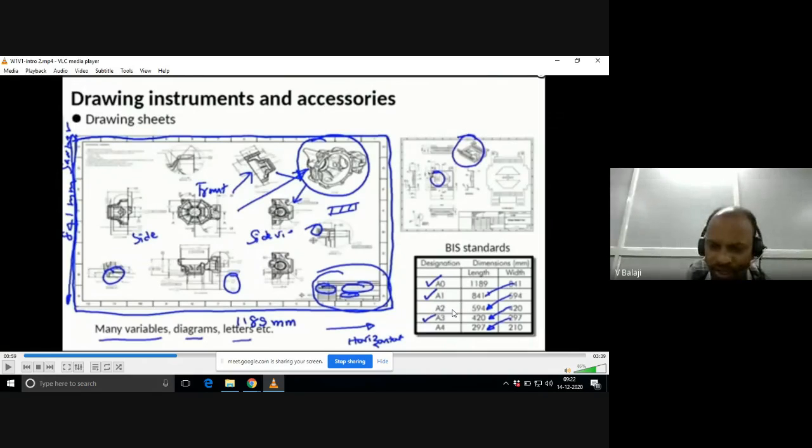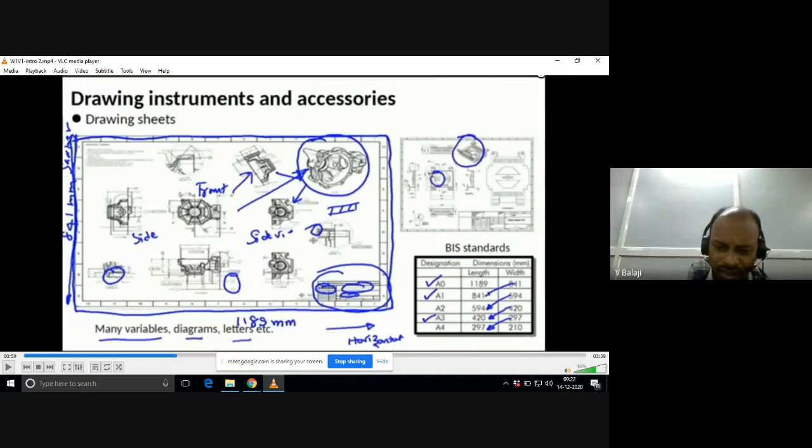The engineering students will use it in their drawing practice. So A2, that is 594 by 420. If you find that size sheet in any nearest stationery shops, you can buy it.